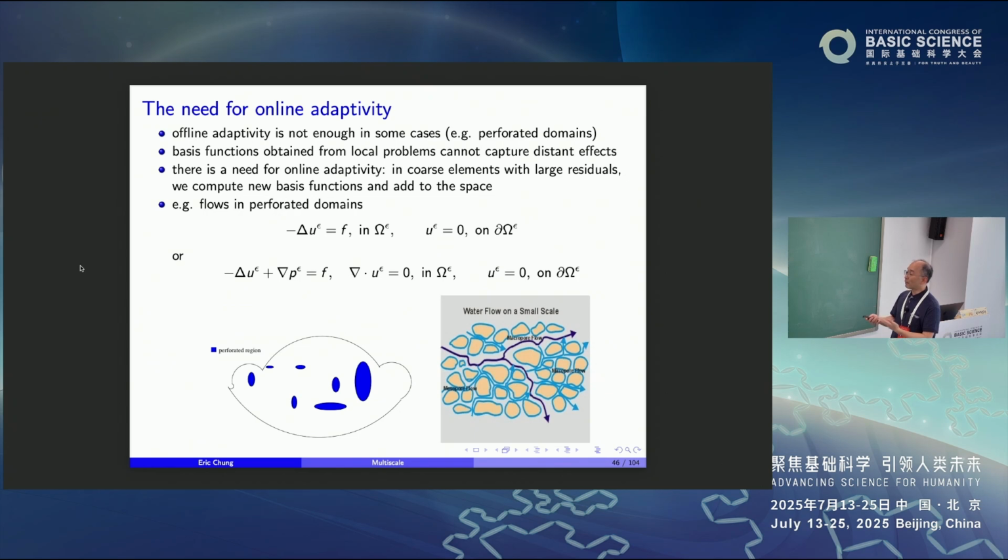But in some applications, for example, porous media flows like this, the solutions may contain global features. For example, the solution over here can affect the solution over here. This means that if you have basis functions that are entirely local, these basis functions are not able to capture any of these global features. So that's why we need to do something more in order to capture these global effects.